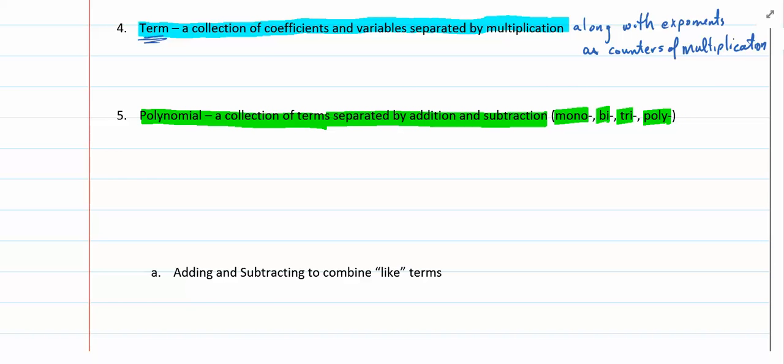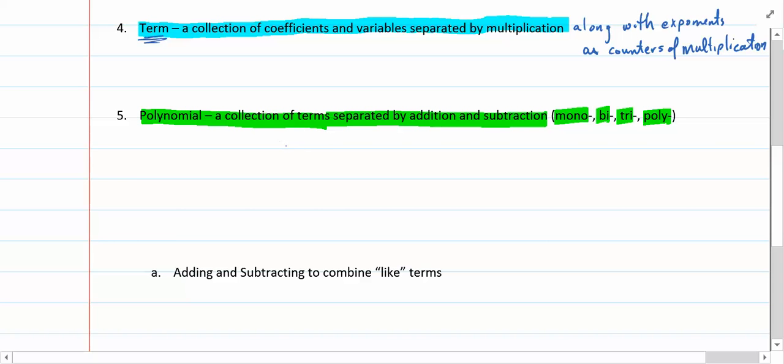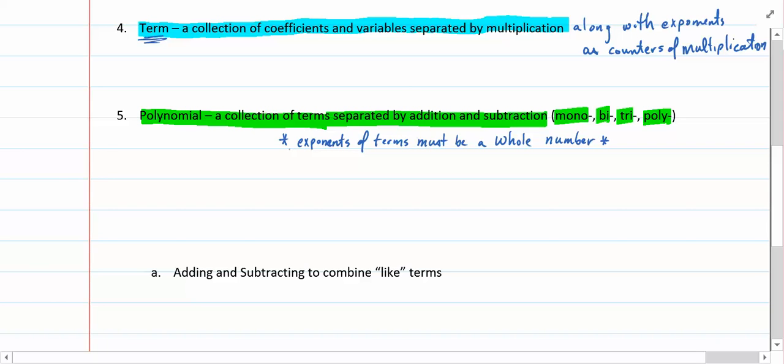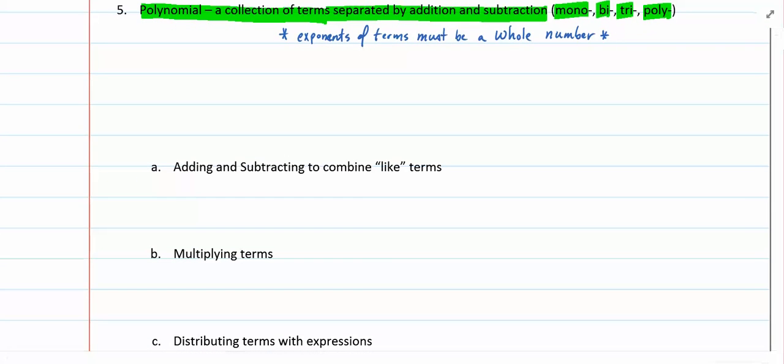Now I do want to add one extra piece to this definition. When we're talking about a polynomial and its collection of terms, we must also recognize that the terms have an exponent that is a positive integer, or in other words, a whole number. So you should add this extra comment to your notebook as well. Exponents of terms must be a whole number. And you'll remember whole numbers start at 0 and then they go up from there. So 0, 1, 2, 3, 4, and so on. As long as it doesn't have a decimal or a fraction to it, we'll consider that a whole number.